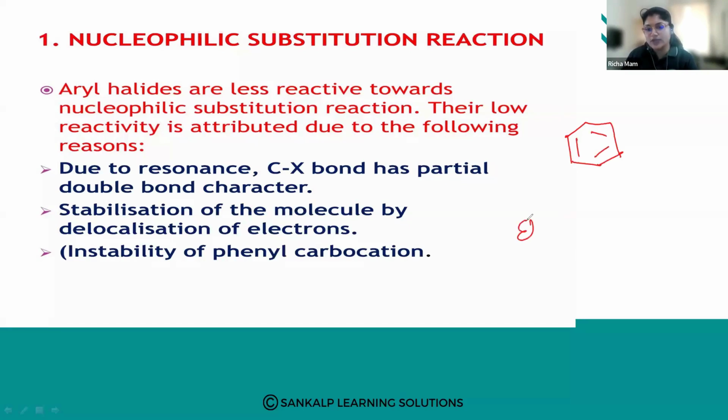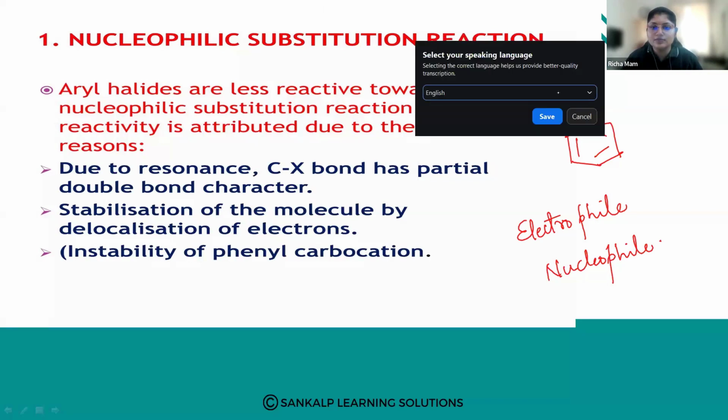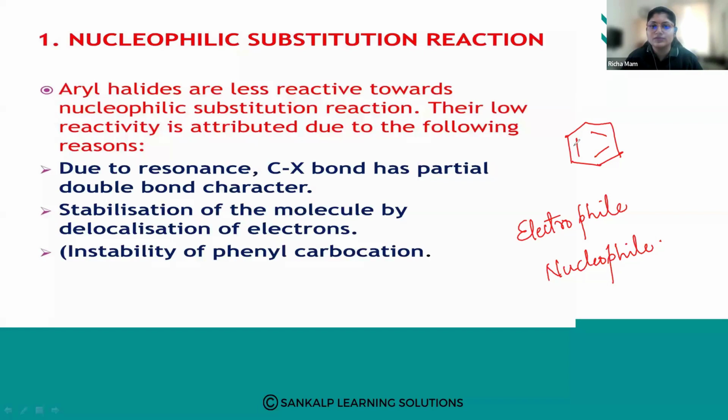Do you know what is the meaning of electrophile and what is the meaning of nucleophile? Electrophiles are electron deficient. Then what are nucleophiles? They are electron rich, right? Now, benzene. Benzene is electron rich species.